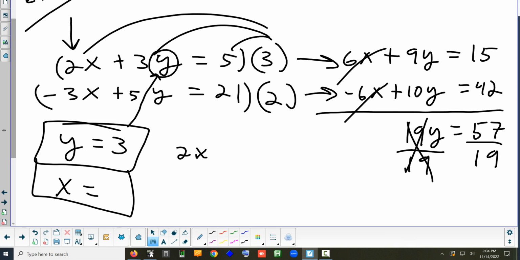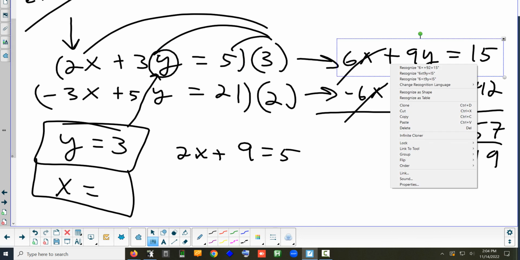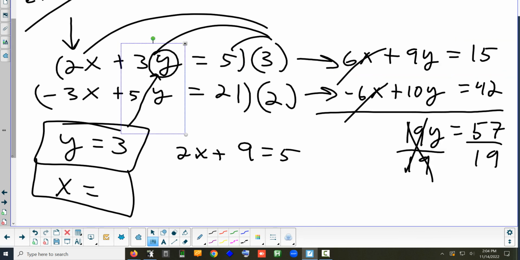So 2x plus, Tony, what's 3 times 3? 9 equals 5. Notice I'm not using the version that I tripled. Why use the version that has bigger numbers? Just go back to the original. It had smaller numbers. So 2x plus 9 equals 5.